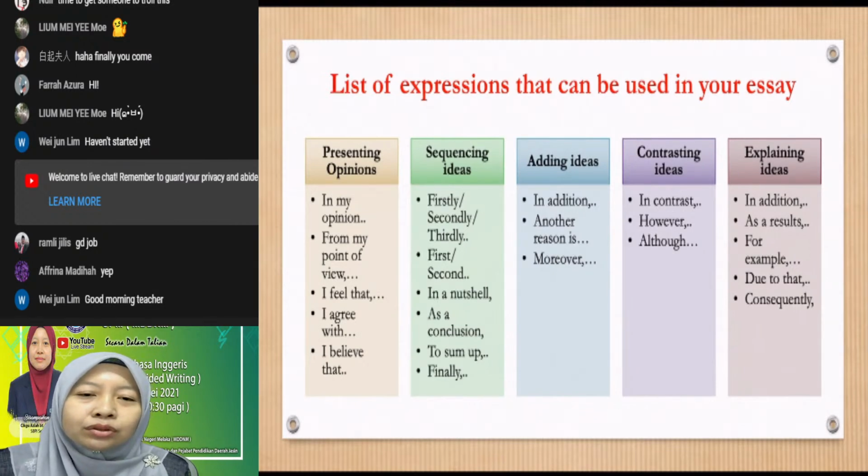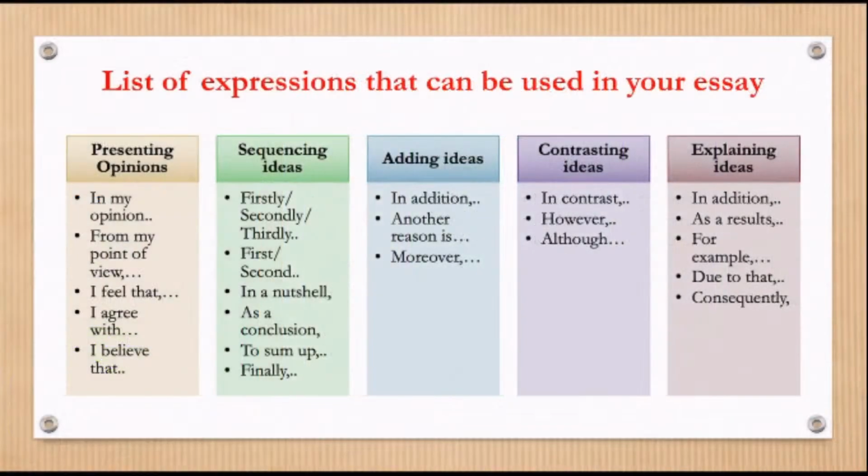Second, to show the sequencing of ideas, you can start with firstly, secondly, and follow with thirdly. Or you can use first, second. Then when you want to end your essay, you want to write your closure: in a nutshell, as a conclusion, to sum up, and finally. Okay, what can you use when you want to add ideas? In addition, another reason is, or moreover. You can also use besides, other than that.